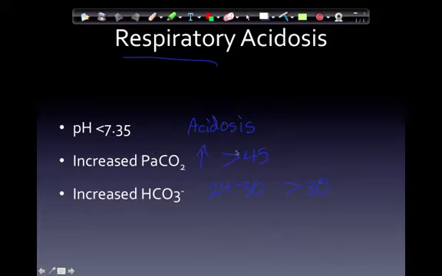Quick breakdown. Step 1, are they acidic or alkalotic? In this case, they are acidic. They are less than 7.35. Increased PaCO2, so they have more than enough building blocks to make carbonic acid, and an increased amount of HCO3. So with these two building blocks present, it is respiratory in nature.